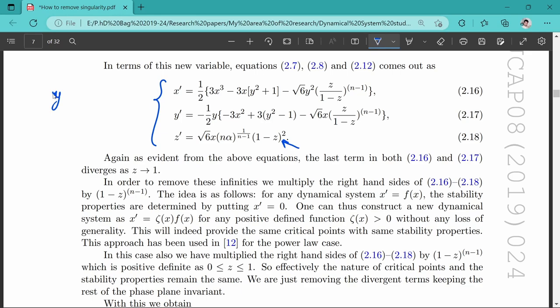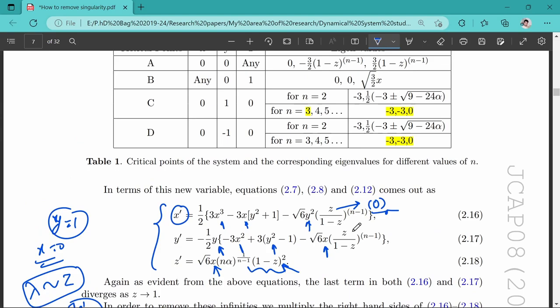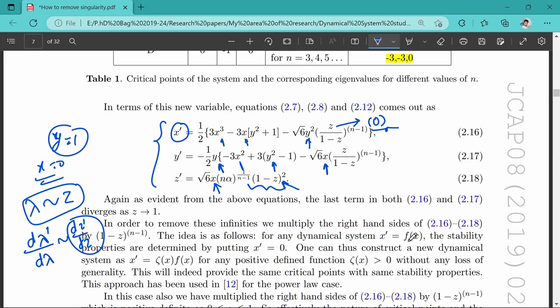Now you will see that x is 0, y is 1. But if z is 0, then again x prime will be 0. Similarly here y is 1, x is 0, again no problem. Again here x is 0, then z can be anything. But we have already seen that z must be 0, and only then will x prime be 0. But the problem here is that if you want to study around z equal to 1, because z equal to 0 is again a trivial one, but suppose you want to study around z equal to 1, then how will you see the dynamics?